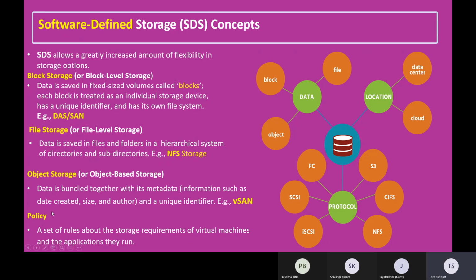Another keyword in SDS is policy. Policy means a set of rules about the storage requirements of virtual machines and the applications they run. We can set multiple types of policies. The other day in our Fibre Channel SAN, we observed the storage path selection policies. We have three path selection policies in FC SAN. Can anyone tell me what the path selection policies are?